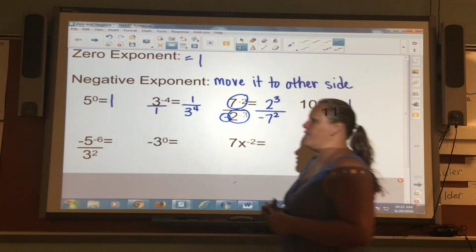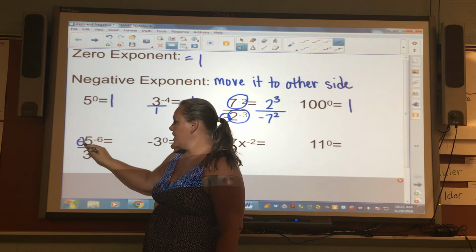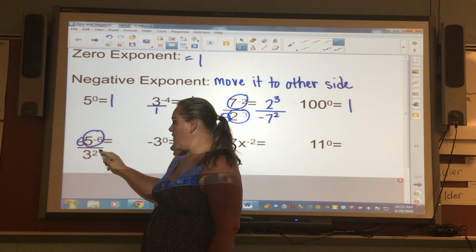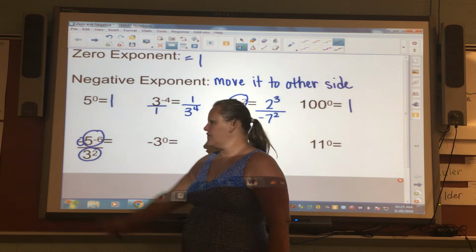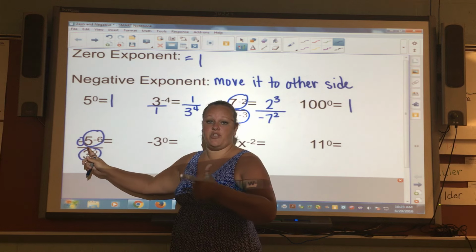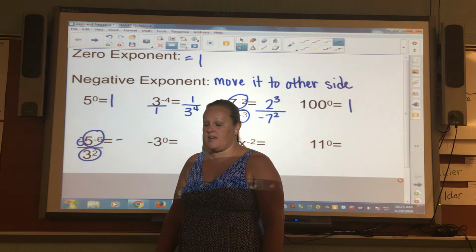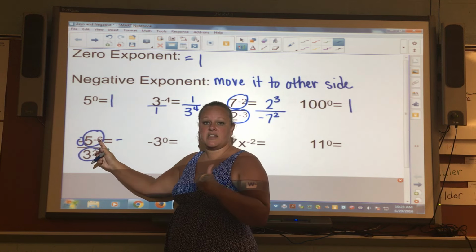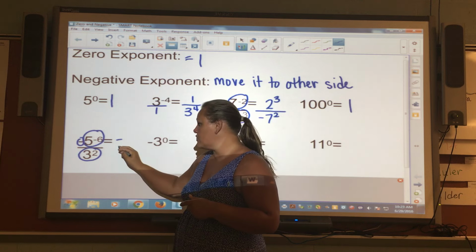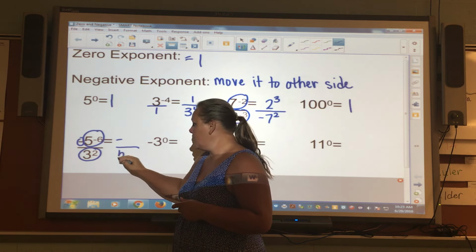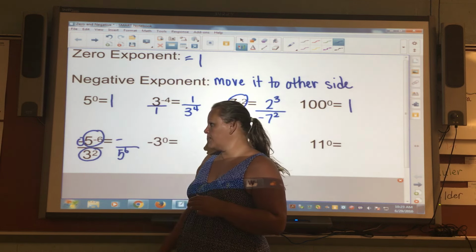So the first example over here, again, we have 3 things to consider. We have the negative sign, we have the 5, and we have the 3. So we ask ourselves, is the negative sign going to stay, move, or turn to 1? It has a positive exponent, so it's going to stay. The 5, is it going to stay, move, or turn to 1? It has a negative exponent, so we will move it to the bottom of the fraction so that the 6 can become positive.